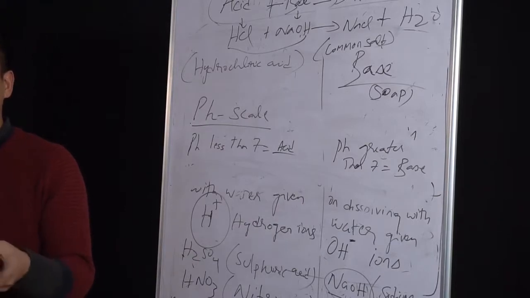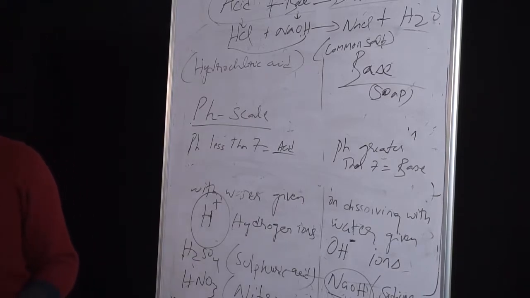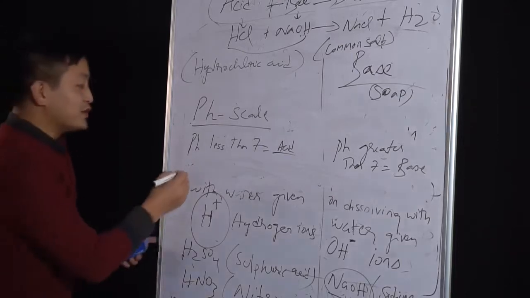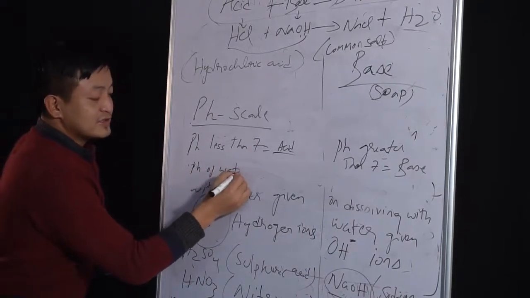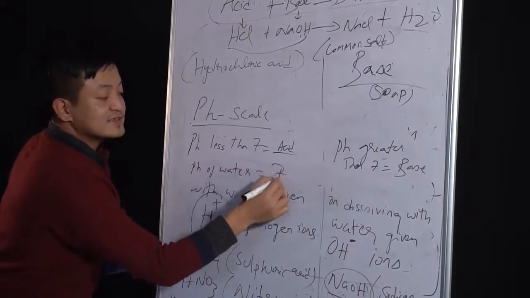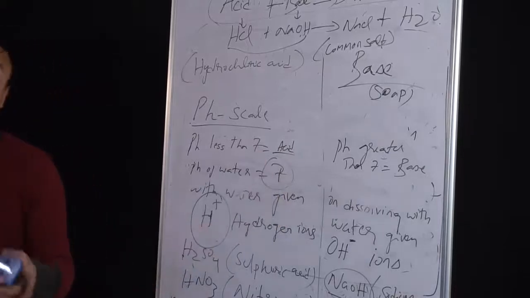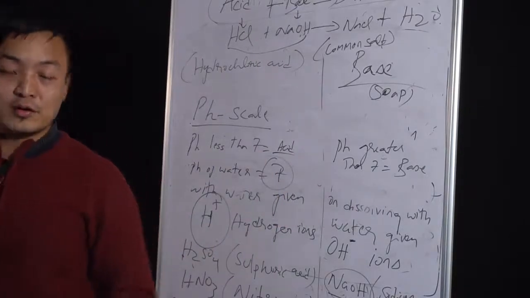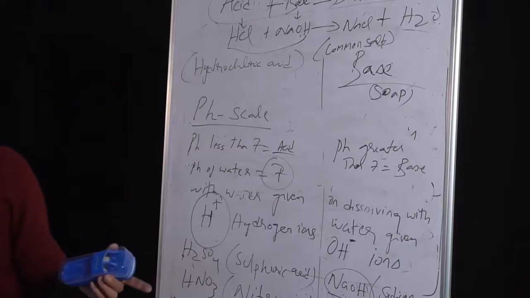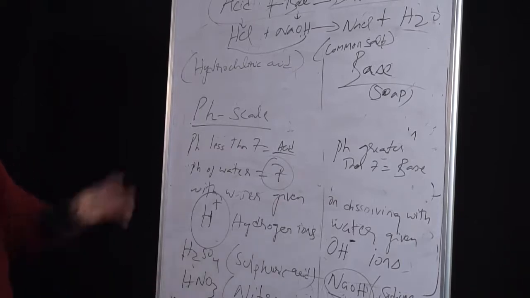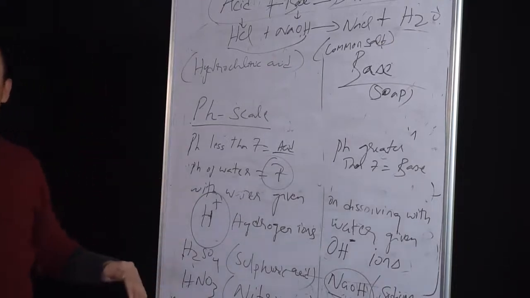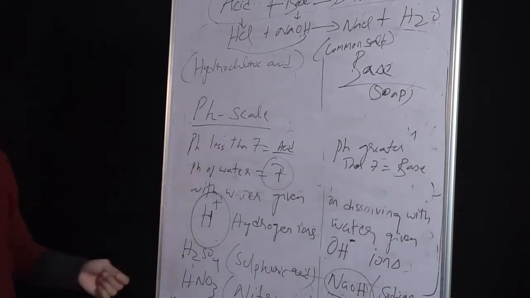That's the neutral. Clear? So let's say, what is the pH of water? The pH of water is 7, and that's neutral. So water is neither acid nor base, but it can become acidic. Acid rain, I'm sure you have heard of. That's when the pH goes lower than 7, where we get acid rain.